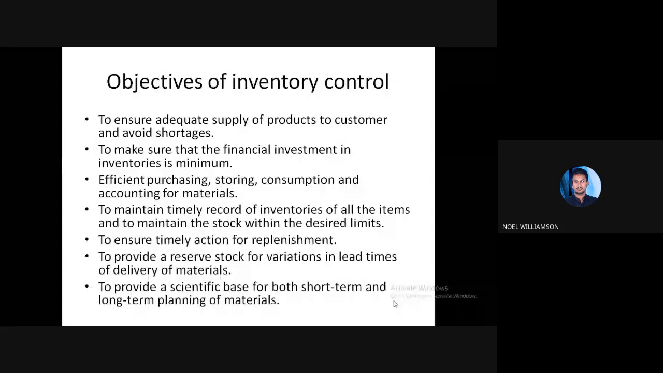Then, to provide a scientific base for both short-term and long-term planning of the materials. We are not just planning, we are giving a scientific basis. How to give a scientific basis? According to some principles or any scientific data. All of these are possible through inventory control, or should be done for good inventory control. So these are the main objectives of inventory control.